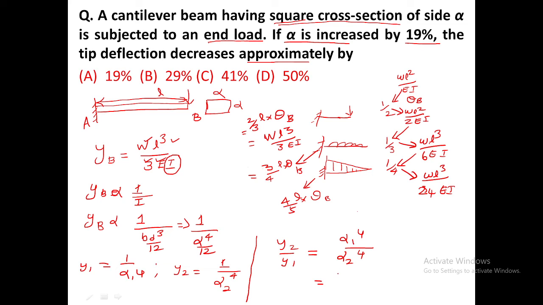So alpha 1 is alpha 1 power 4. So alpha 2 is increased by 19%. So this alpha 1 power 4 is 100%. So increase 19% means 1.19 alpha 1. So 1.19 power 4 is 2.005 alpha 1 power 4. So alpha 1 cancels, so equal to 0.49.